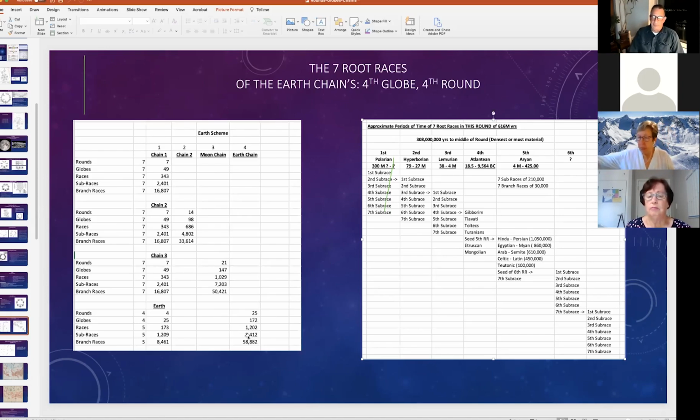And the fifth root race right now is the fifth sub race. What we're in is the 8,412th, and the branch race is 58,882. In case anybody cares about that, in case you were wondering, just in case you've lost your identity completely. Right. But the important thing is that it starts to get important here in Lemuria.